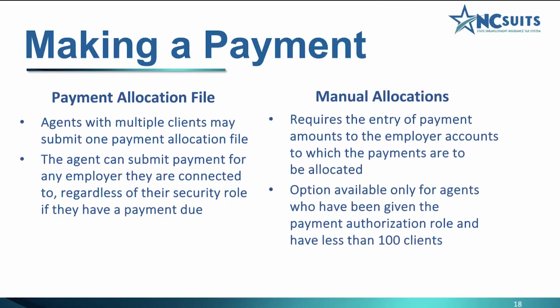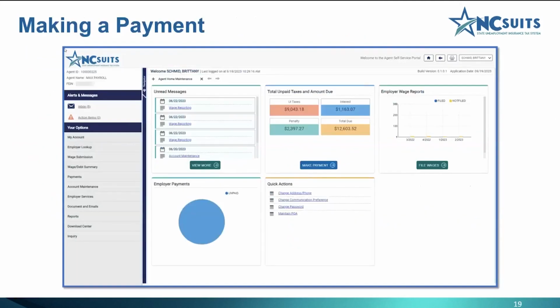The option to manually allocate payments in the agent portal is only available for agents who have been given the payment authorization role and have less than 100 clients. An agent can access the employer's portal and the Make Payment function to submit a manual payment on a single client. For the purposes of today's presentation, we'll do a manual allocation.